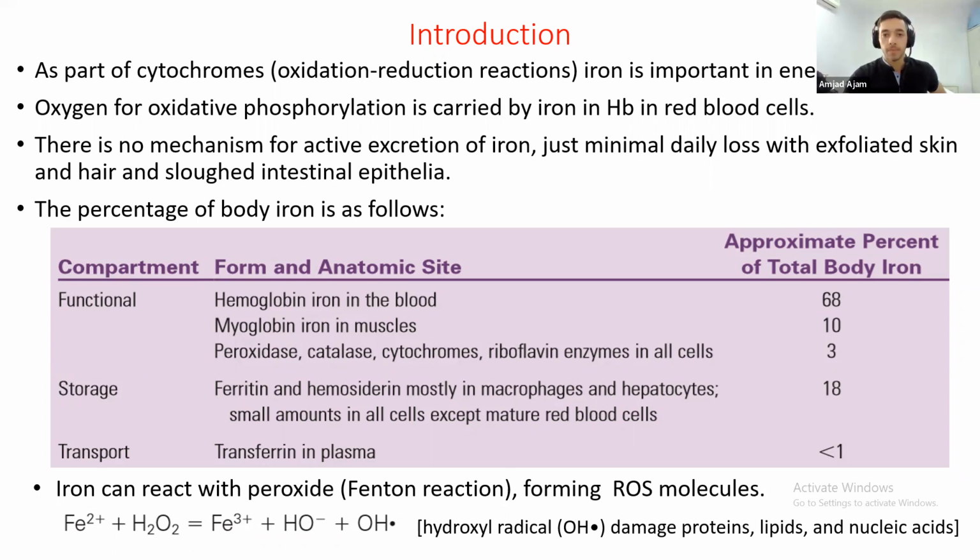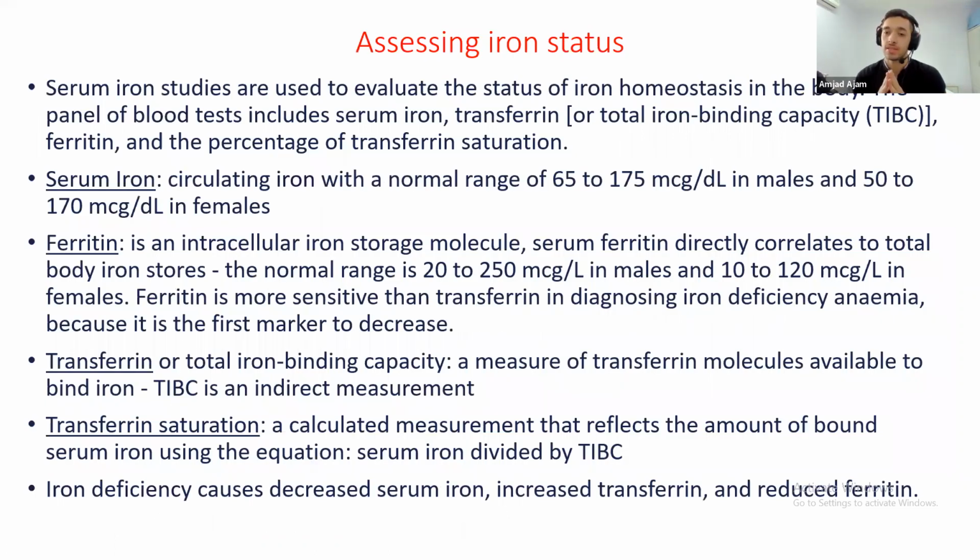Now, how can we assess the iron in the patient? How can we know if someone has an excess of iron or has an iron deficiency? So we can look at multiple things. We can look at the serum iron, we can look at ferritin, transferrin, or transferrin saturation. However, the most sensitive one to look at is the ferritin. Now, if we measure the serum iron, it does not really help us to check the amount of iron someone has, right? Because why? What's the problem with serum iron?